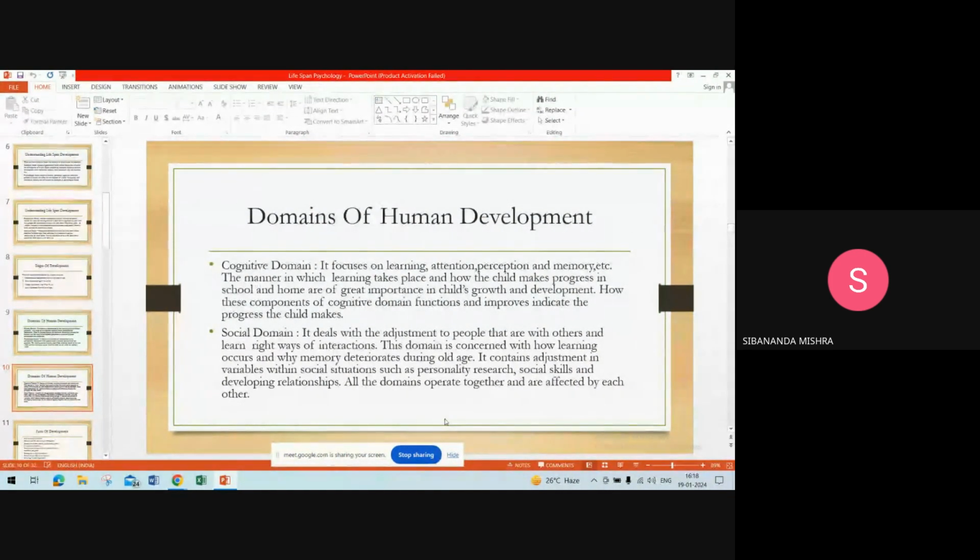Next is the social domain. The social domain deals with adjustment to people, being with others, and learning right ways of interaction. This domain is concerned with how learning occurs and why memory deteriorates during old age. It contains adjustment in variables within social situations such as personality research, social skills, and developing relationships. All the domains operate together and are affected by each other. Can anybody tell what is social skill, students?